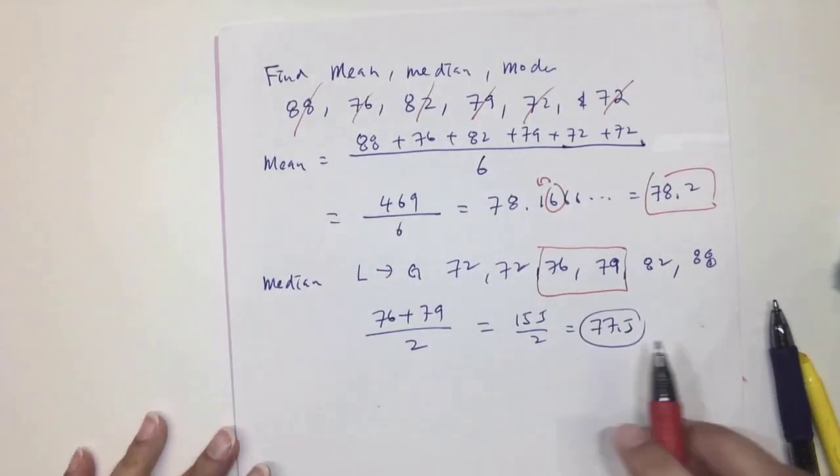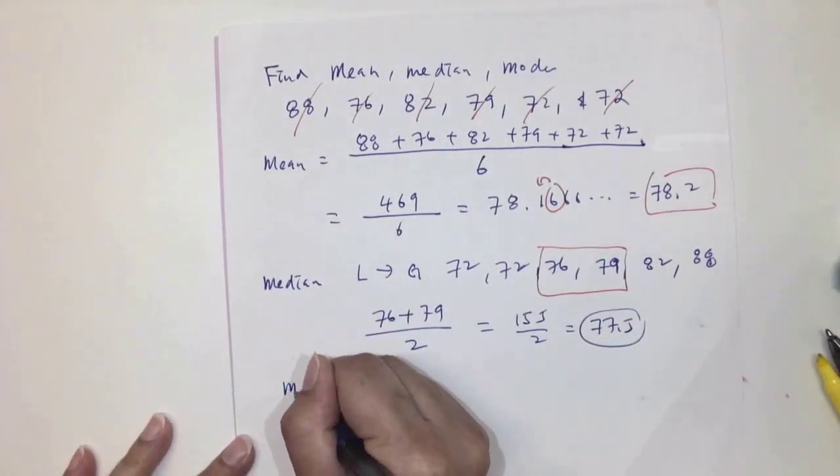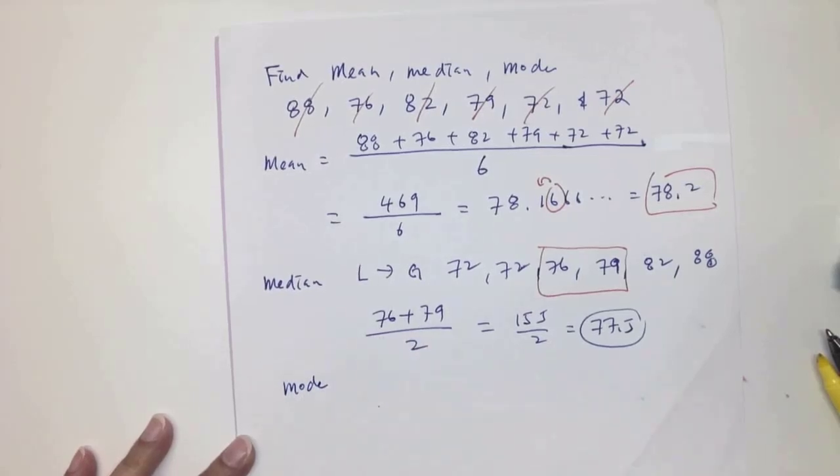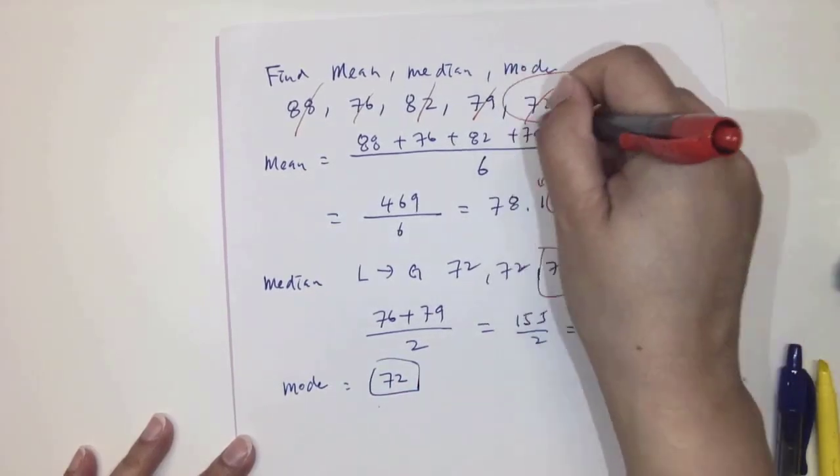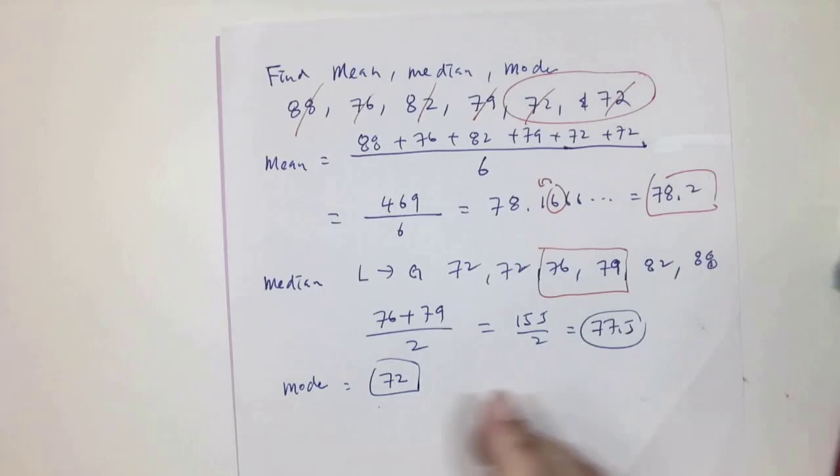All right, the last one is mode. So how do we find mode? Do they have one? The 72 is the most occurred one because we have 2 of those here, right? Is it okay? So one is like that.